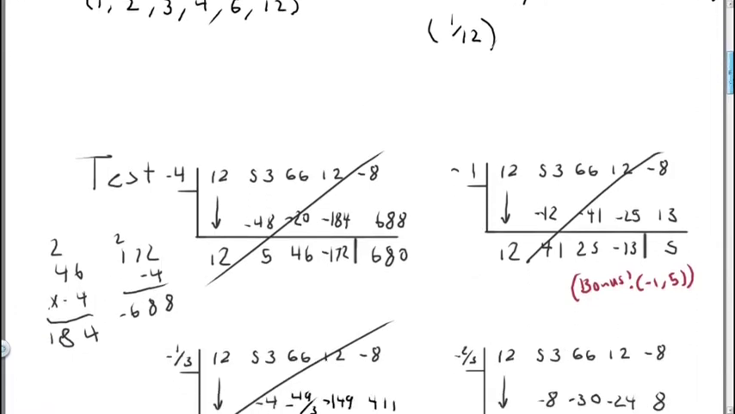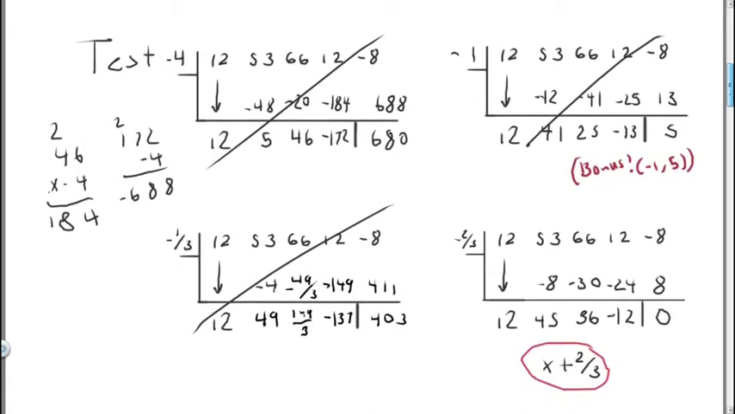So, for the first test, I started with -4. I replicated the coefficients of h of x into the synthetic division problem, and I dropped down the 12, multiplied that by -4, and I got -48. So 53 minus 48 equals 5. 5 times -4 is -20, so I put that up there. 66 minus 20 is 46. I multiplied that by -4.